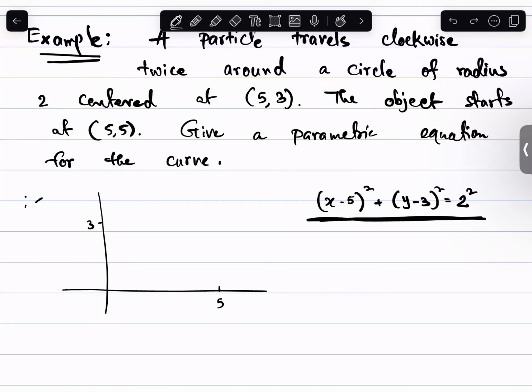But what more is being said is the object starts at 5, 5. So I have to find a parametric equation for the curve. Okay, so let us first try to draw it.